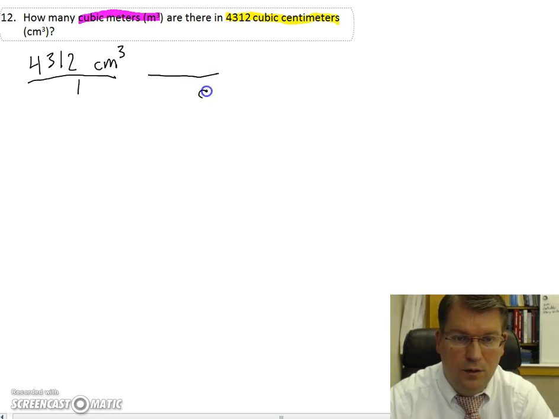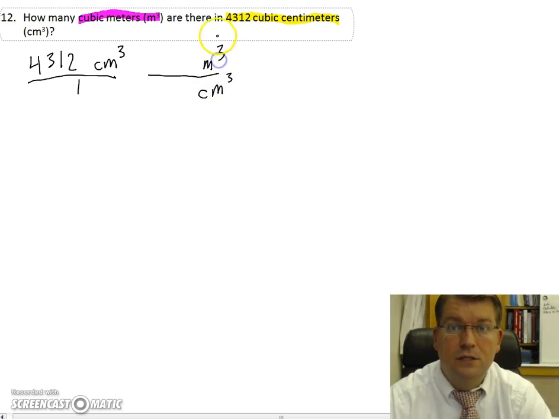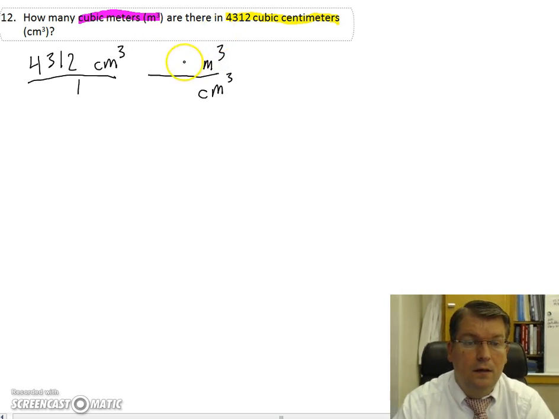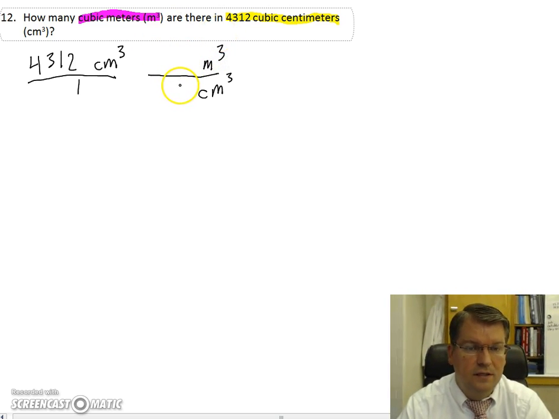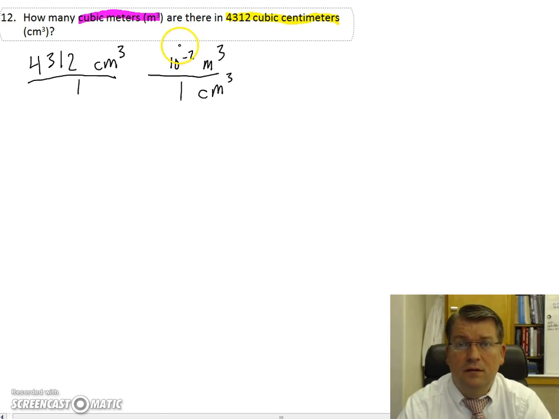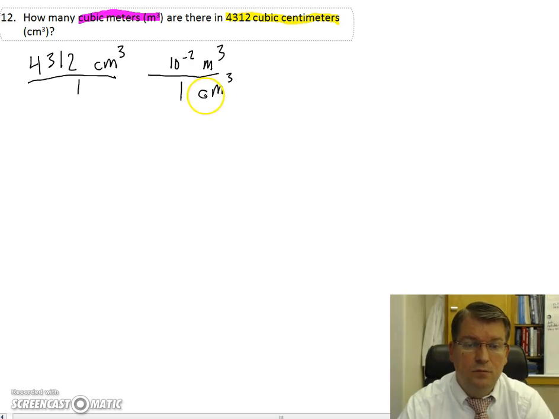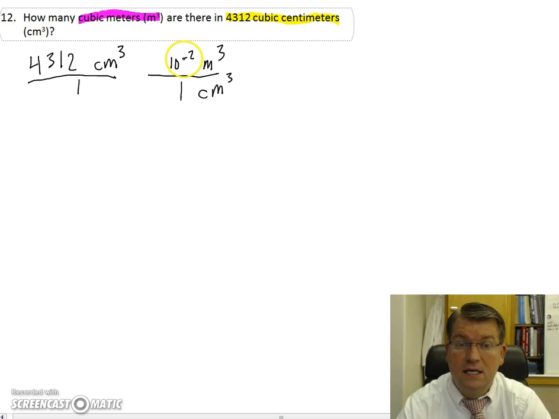Okay. We want cubic centimeters on the bottom and cubic meters on the top. The 1 goes with the prefix. We look up on our table, it's 10 to the negative 2. But if we were able to calculate the problem as it is written, we would mess up. And the reason for that is, 1 centimeter equals 10 to the negative 2 meters, but 1 cubic centimeter is not 10 to the negative 2 meters cubed.